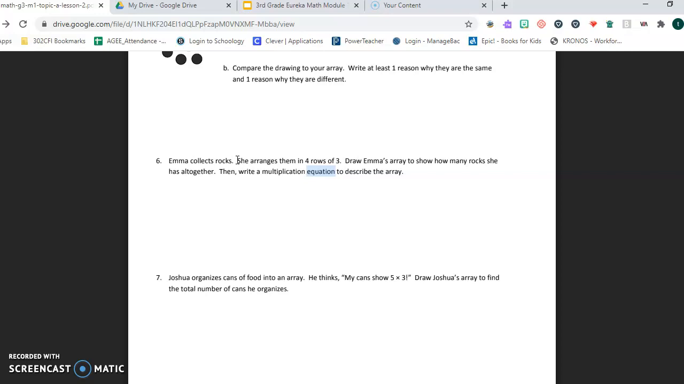Okay, so now Emma. Emma collects rocks. She arranges them. Arranges means put them in an order. So she arranges them in 4 rows of 3. Okay, so 4 rows. 1, 2, 3, 4. So the rows are stacked on top of each other, and each row has 3 rocks in it. I would use circles. So now in the read, draw, write process, we have something now we can draw. So I would recommend going ahead and drawing this, even though in the very next sentence it tells us to go ahead and do that.